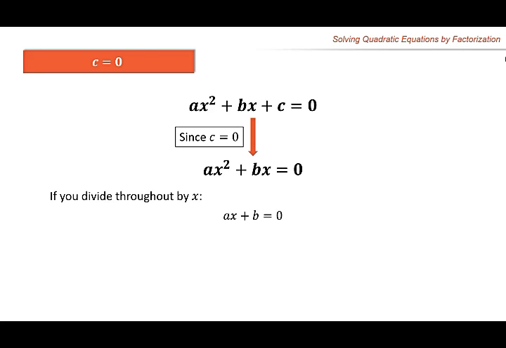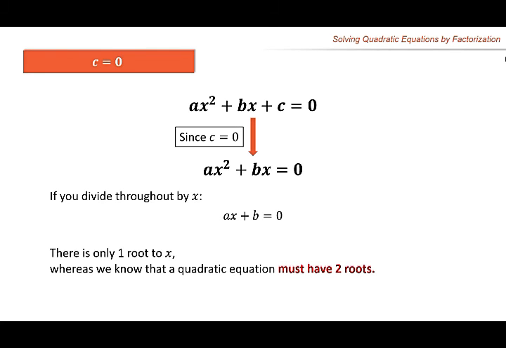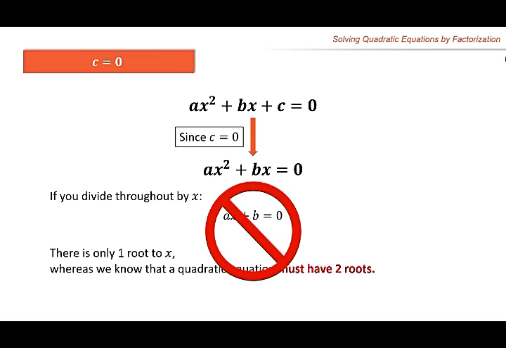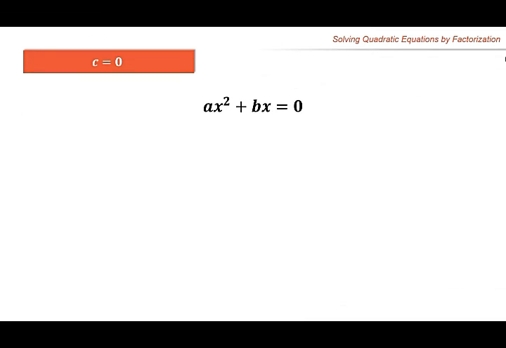The resulting linear equation has only one root, while we know that a quadratic equation has two roots. What this means is that in the process of cancelling out x from both sides, we have lost one root. Therefore, this is not the way we want to go. The proper step is to factor out the common quantity, which is x, so we end up with x times ax plus b, like this.